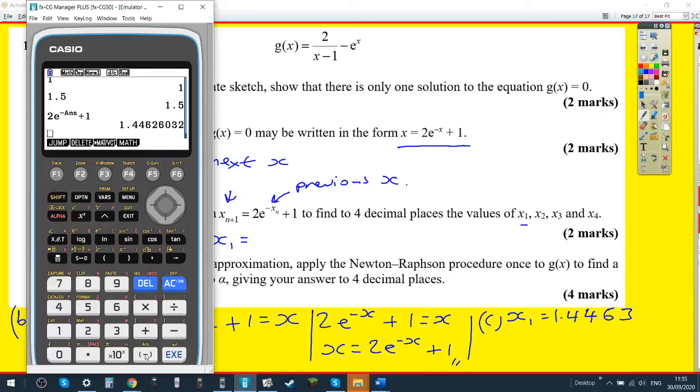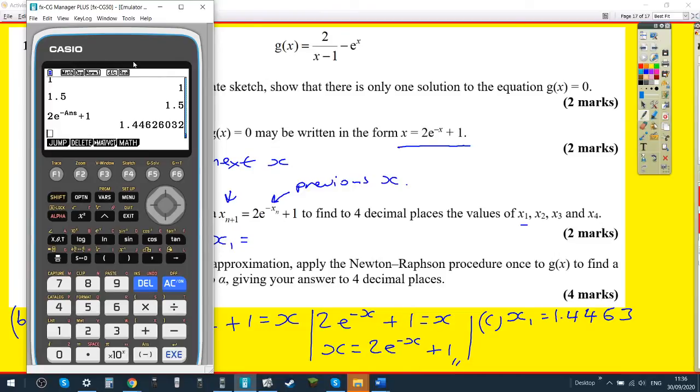Am I right in saying, you're having to type in 2e to the minus answer plus 1 each time, is it? Yeah. I'm just going where I put e to the power of, and subbing in the previous answer in. So you see how I put 1.5 and pressed equals? 1.5. Yeah. So now that is saved as answer. So I just put in 2e to the minus answer plus 1. Answer on this calculator is shift and then the negative symbol next to x squared, bottom right.